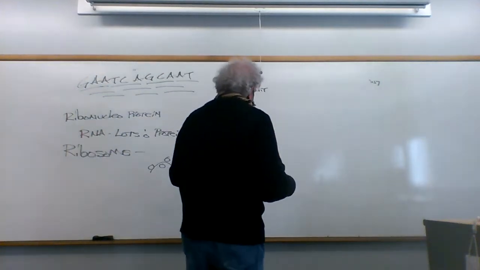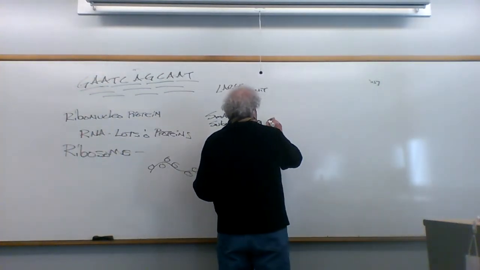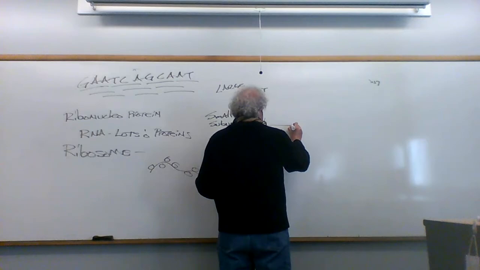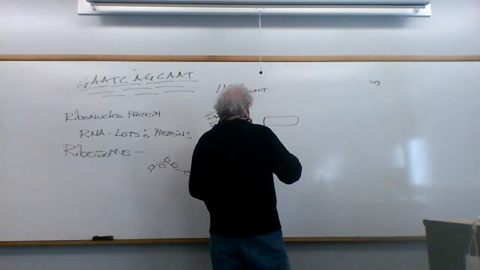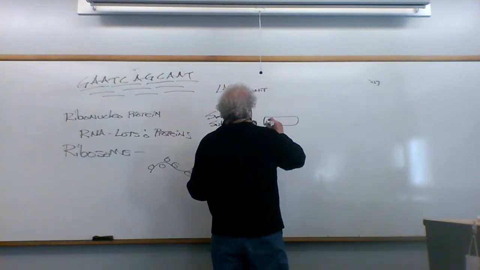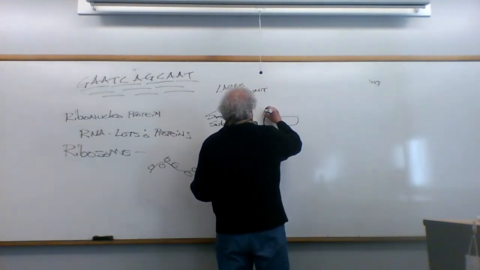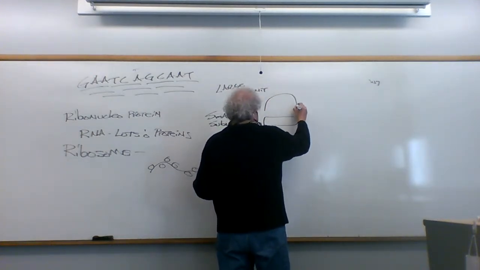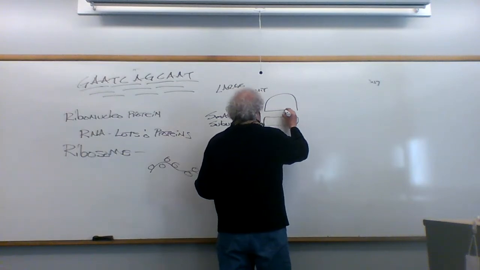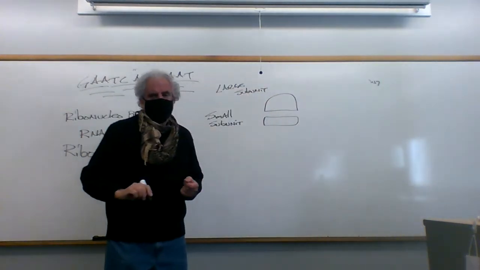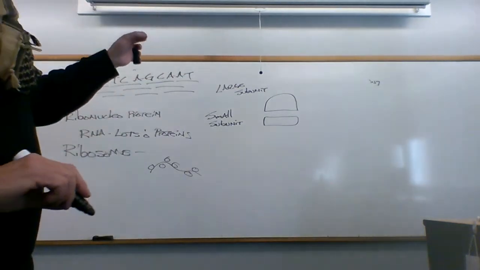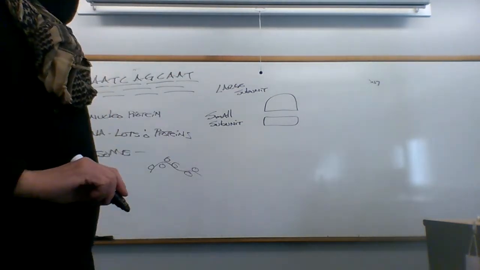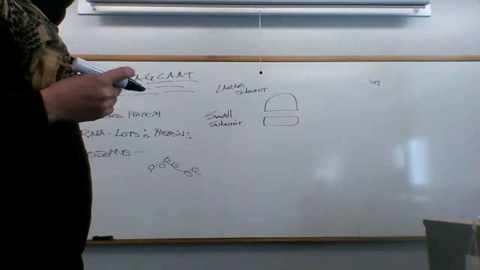In our various diagrams, we typically draw the small subunit as something that looks a little bit like the bottom of a hamburger bun, and the large subunit is drawn either as a turkey or chicken, or I tend to think of it as the top of the large hamburger bun. So that's my diagram. There you go. And then the RNA is going to fit in between. All right. So this is the ribosome complex.